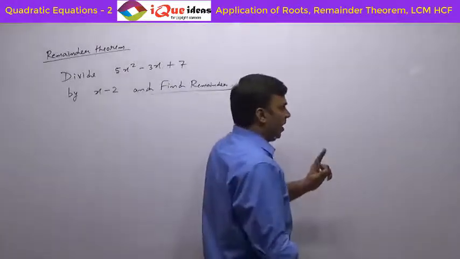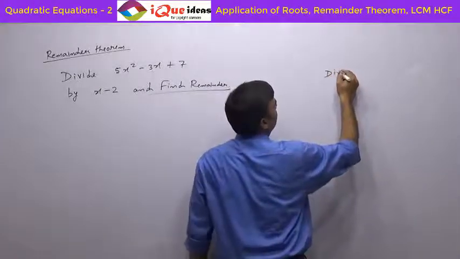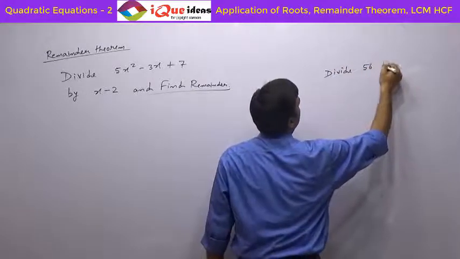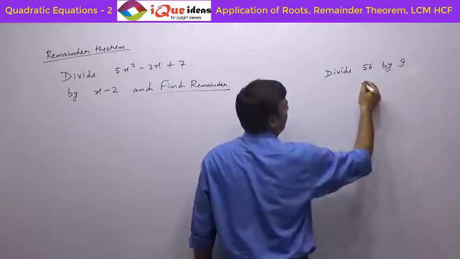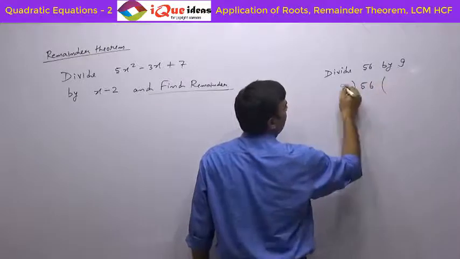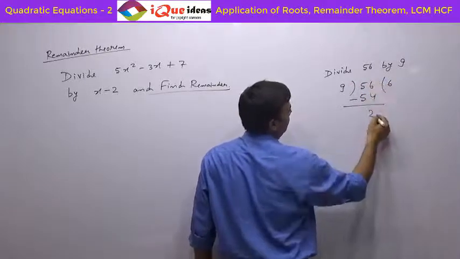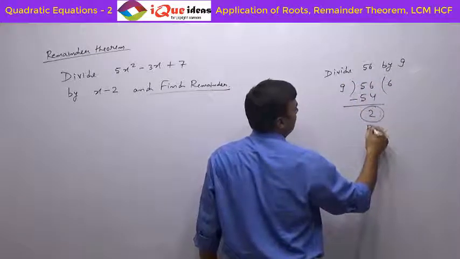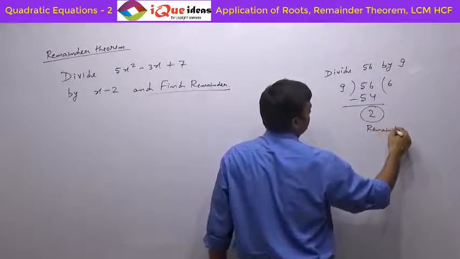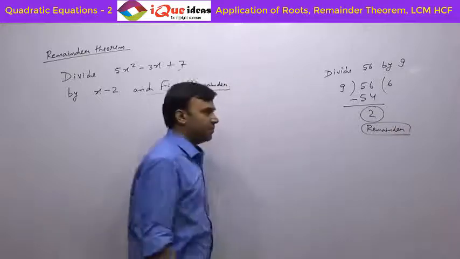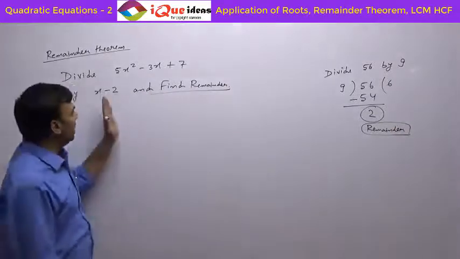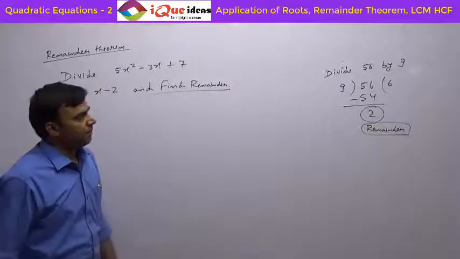Now, if you recall remainder, let's say for example divide 56 by 9. Just to show, I can write 56 here, 9 here, 9 6 is 54, minus subtract, you get 2 here. So we say this 2 is the remainder, right? This is what we have done in numbers, right? Now the same thing can be implied in algebra also. Okay, how do we do that?